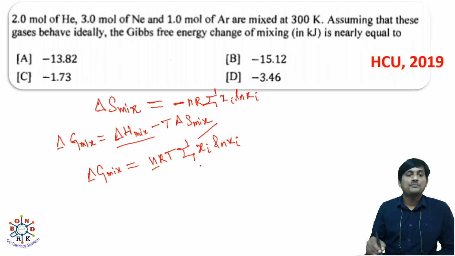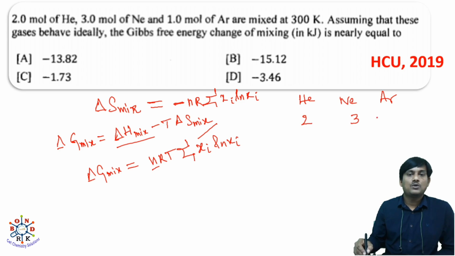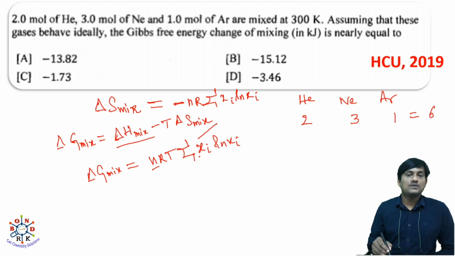And here, what is the total number of gaseous molecules? Here you have helium, neon and argon. How many moles are there? 2 moles, 3 moles and 1 mole. Finally, how many total moles are there? It's 6 moles. So n is equal to 6.